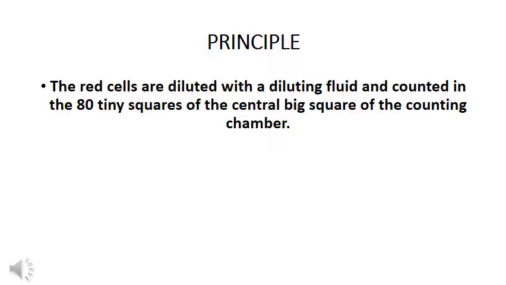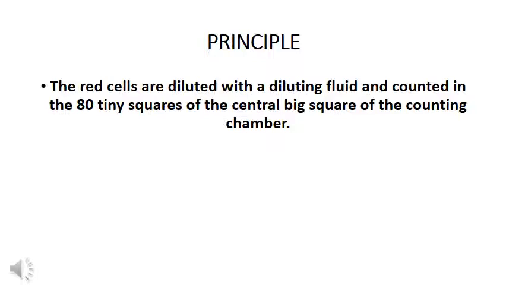The red cells are diluted with diluting fluid and counted in the 80 tiny scales of the central big scale of the counting chamber. We used the central big scales of the Neubauer chamber for the counting of WBCs in our last lectures. But in this method for the counting of RBCs, we will use the central big scale along with very tiny scales. You have already studied that around 80 tiny scales are present in the central big scale. So we will count the RBCs in the central big scale.